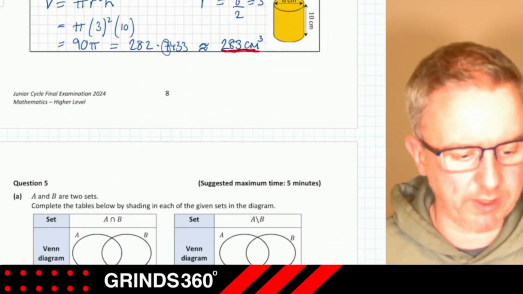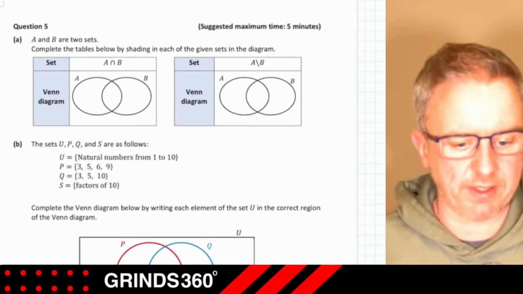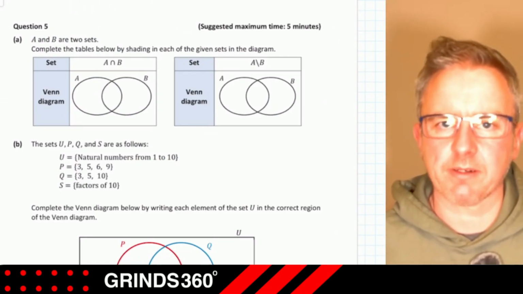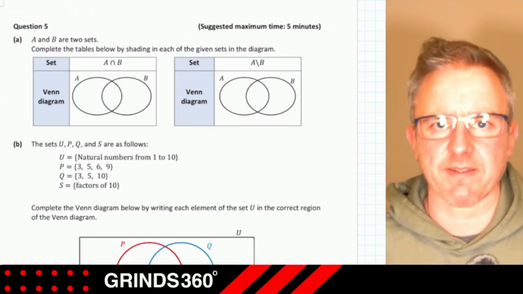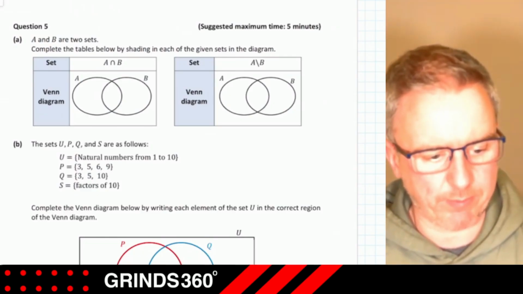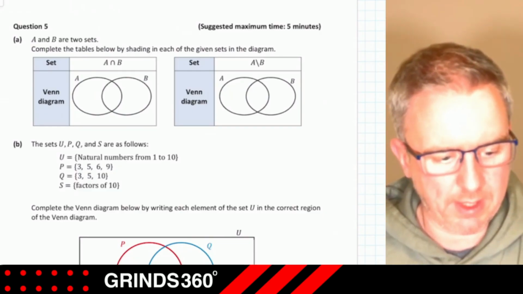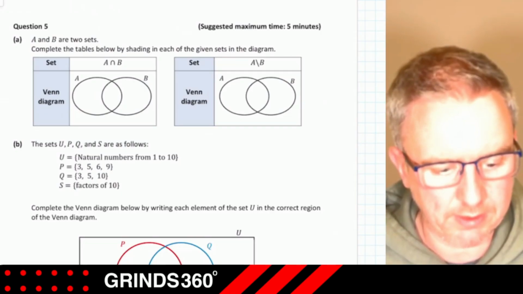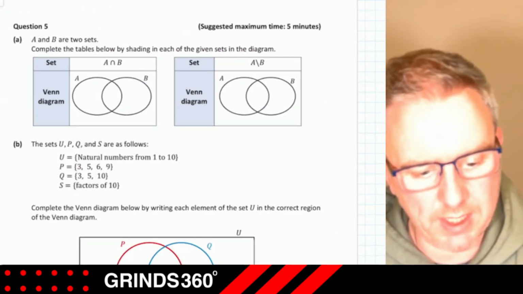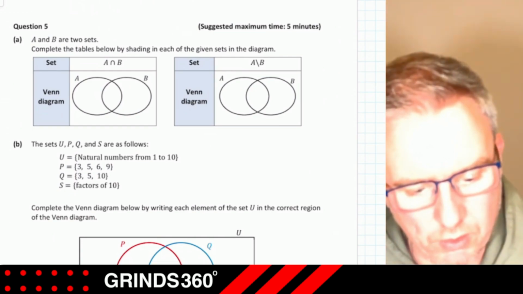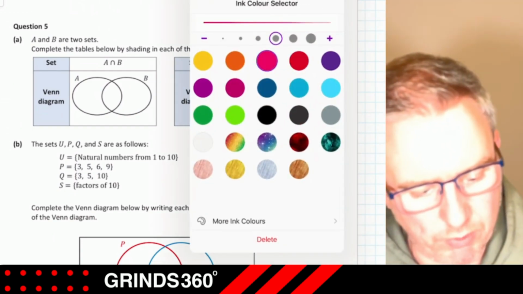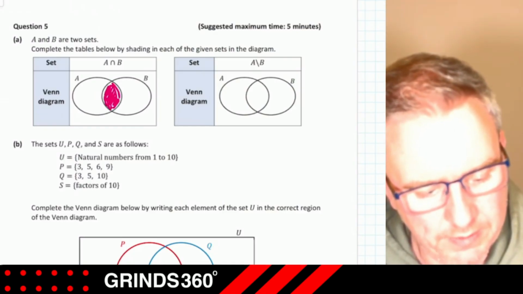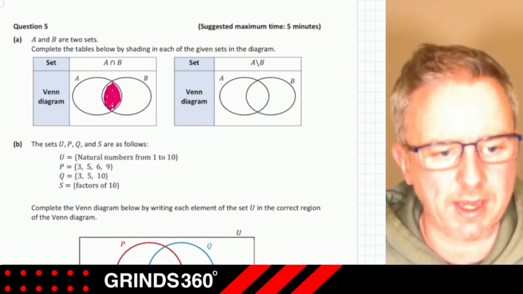We're looking here at sets. A couple of things on this as we go through it. We can either be talking about the cardinal number of a set, so that's the number of elements that are in it, or we can be actually putting the elements into the set itself. So we need to keep an eye on what's happening here. The first thing they say is that A and B are 2 sets, so complete the tables below by shading in the given sets in the diagram. So A intersection B, where do they overlap? That's the first thing that we want to put in. So the elements are in both A and B.